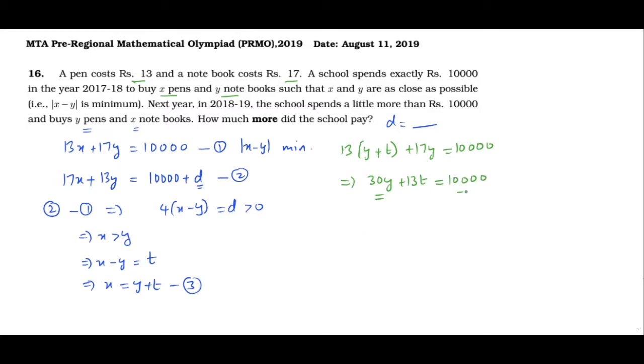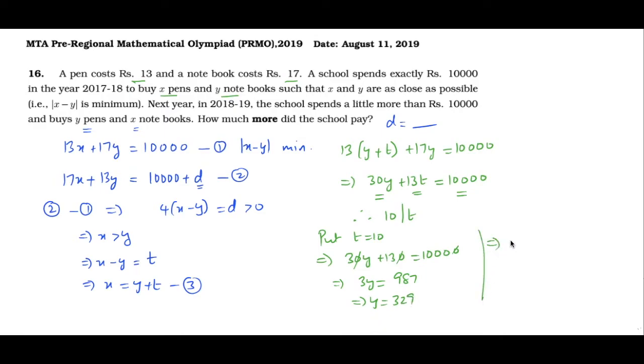Now this term and this term are multiples of 10. Therefore 13t also should be a multiple of 10. In other words, t should be a multiple of 10. Let us assume t is equal to 10. Let's see what happens. We get 30y plus 130 is equal to 10,000. After cancelling 10, we get 3y is equal to 1000 minus 13. That would be 987, or y is equal to 329.